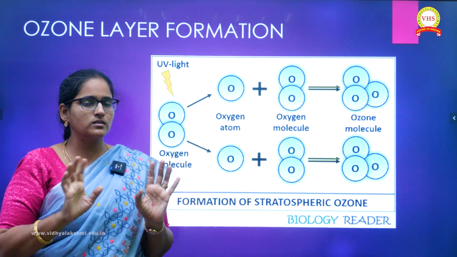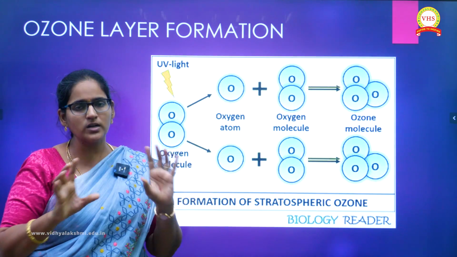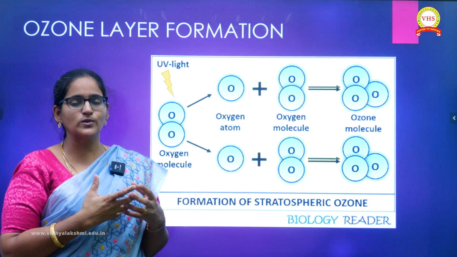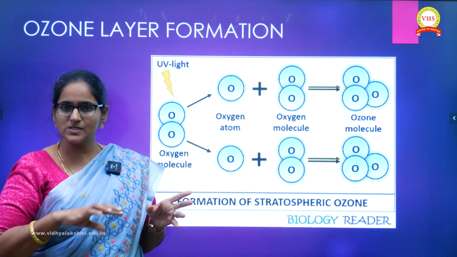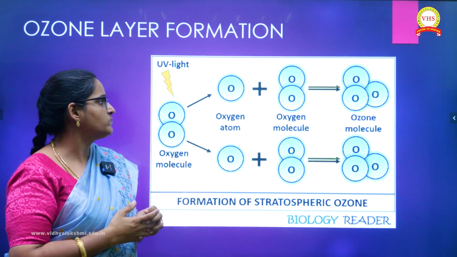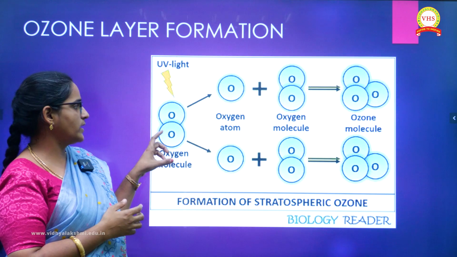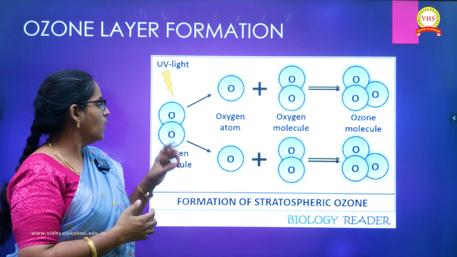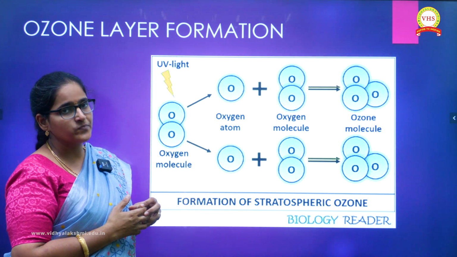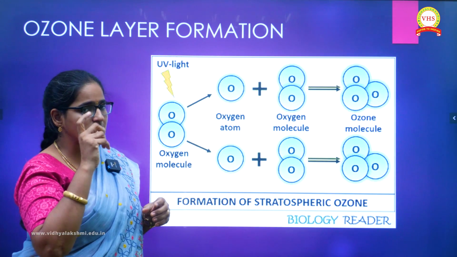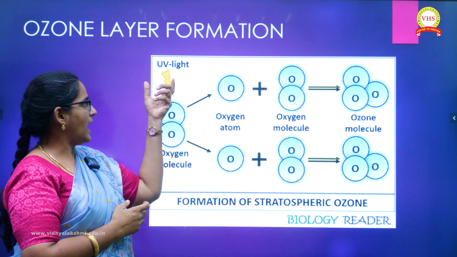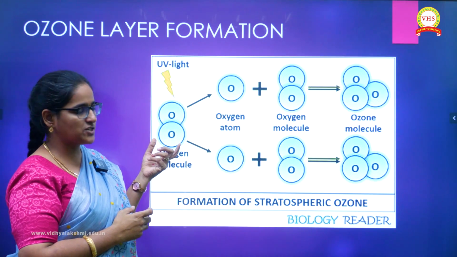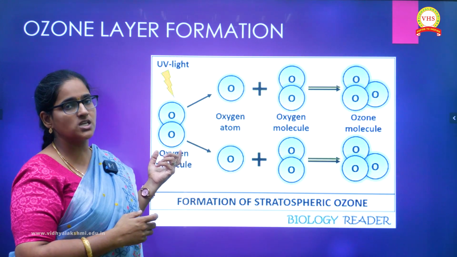See, it is not human beings' effort. Human beings are not involved in the formation of ozone. On the contrary, we are responsible for the depletion of the ozone. So here we will see how the ozone molecule is getting formed. Ozone is obtained in 2 basic steps. The first step involves the action of UV light on the oxygen molecule.